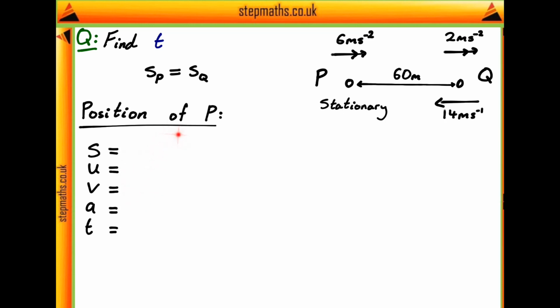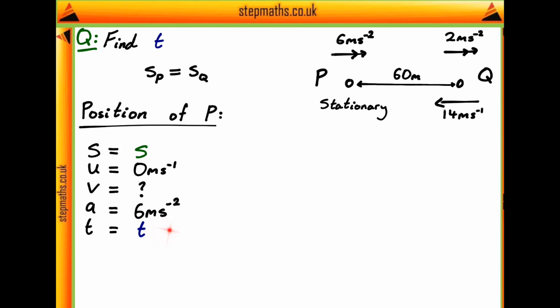If we're just trying to find the position of P, then let's just call it some position s. Then we know that since our particle is stationary, u is just going to be 0 metres per second. Our final velocity, we don't know yet. Our acceleration, we were told in the question, is 6 metres per second squared. And the time which we're finally going to be looking for is the time at which the two particles collide. So let's call that our t.